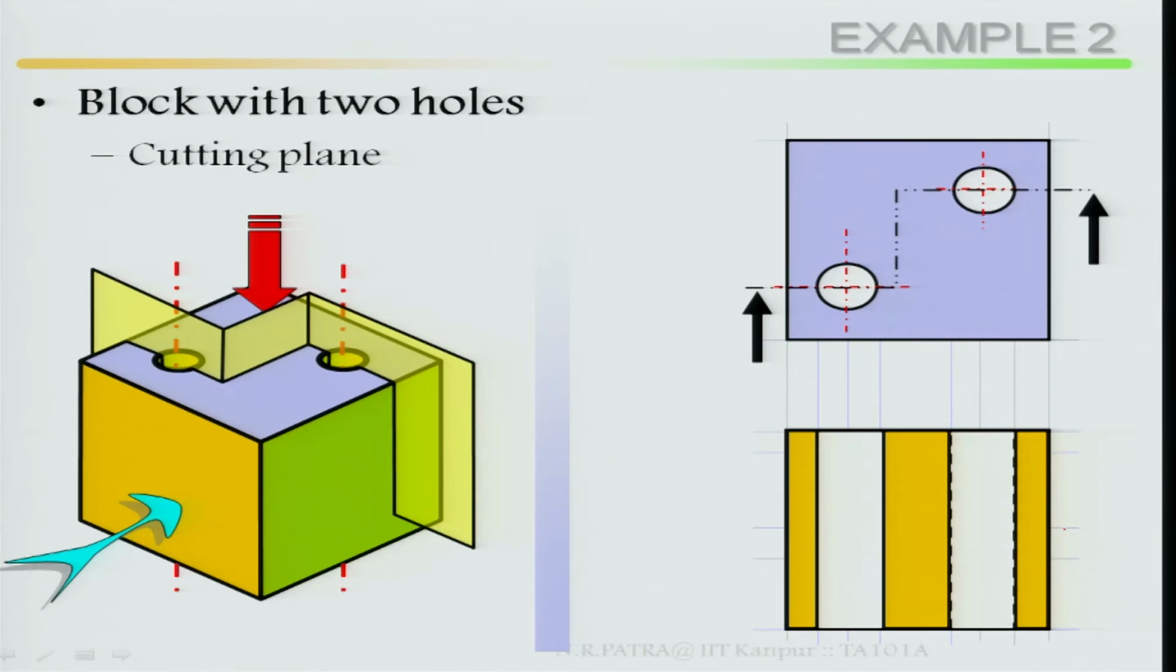Now, look at this hidden part, this is hidden inside. Now, look at the sectioning. That means the entire object consists of the same material except these holes.